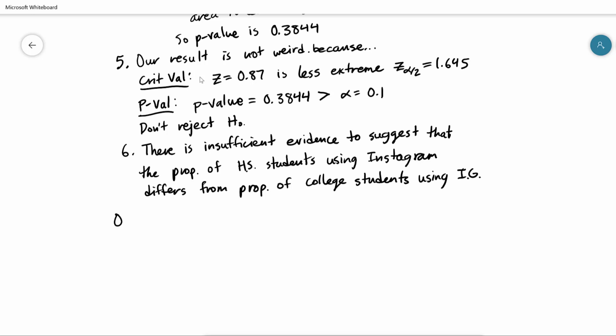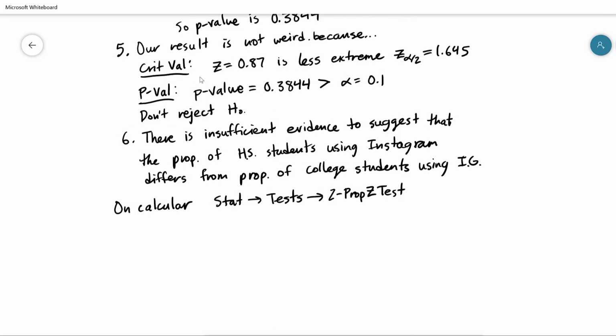To do this problem on the calculator, we are going to hit the Stat button, go to our list of all the possible tests, and we're looking for, hopefully you can kind of anticipate what the correct one is here. We're looking for something where we use two proportions. There's two different proportions that we're computing. We're using z-scores and we're doing a hypothesis test. So this is a 2-prop z test. And if I select 2-prop z test on my calculator, that is option 6.